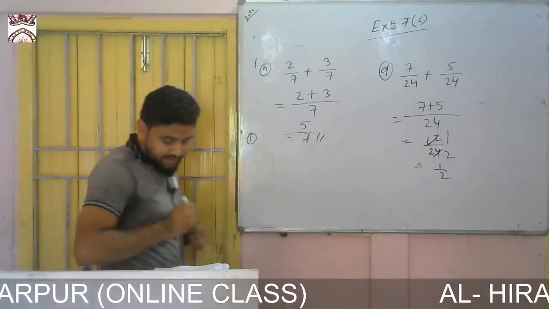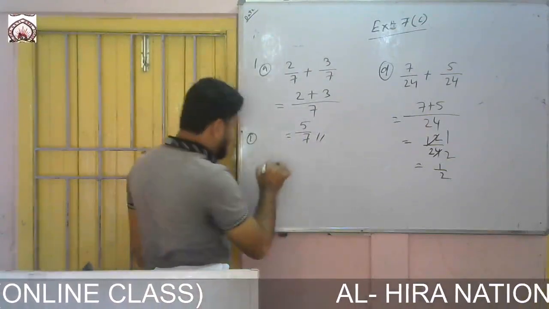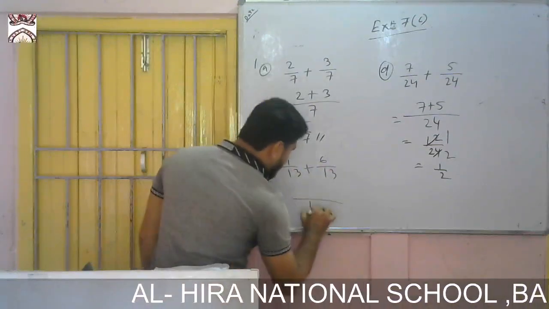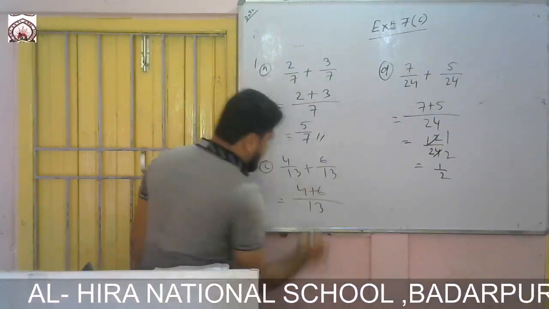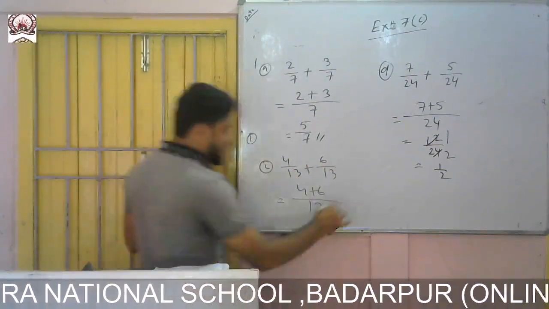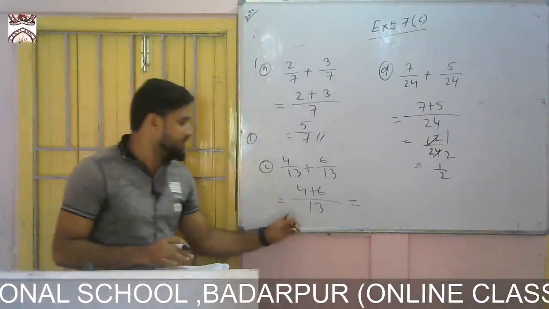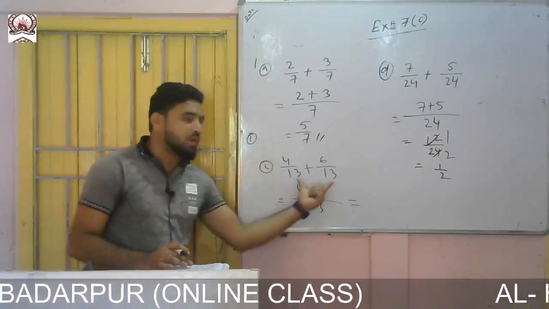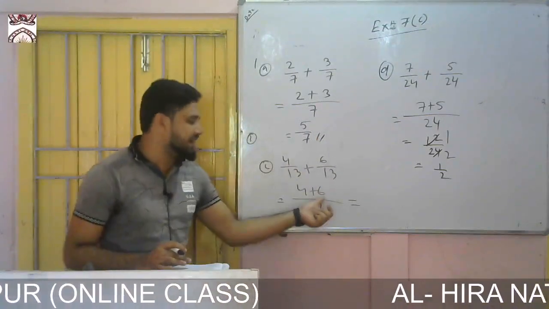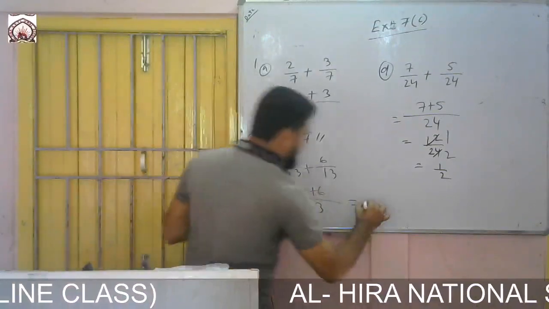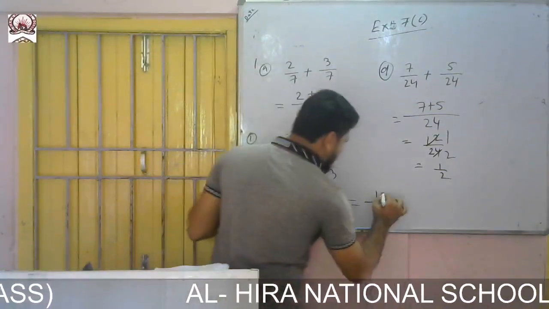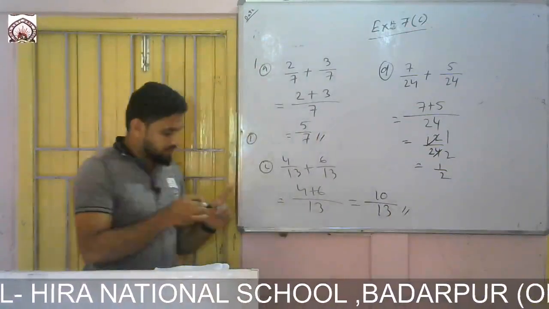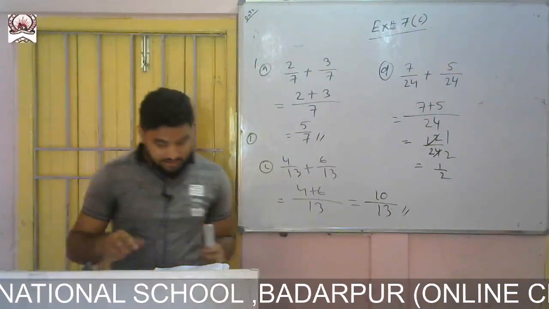Now come to question number C. 4 by 13 plus 6 by 13. The LCM is 13, then 4 plus 6 directly, if the denominators are same. This is only in case the denominators are same, not in all cases. Remember that, only if the denominators are same, then you directly add. So it is 10 by 13. I cannot divide this fraction further, so that is the answer. 10 by 13 is the required answer.